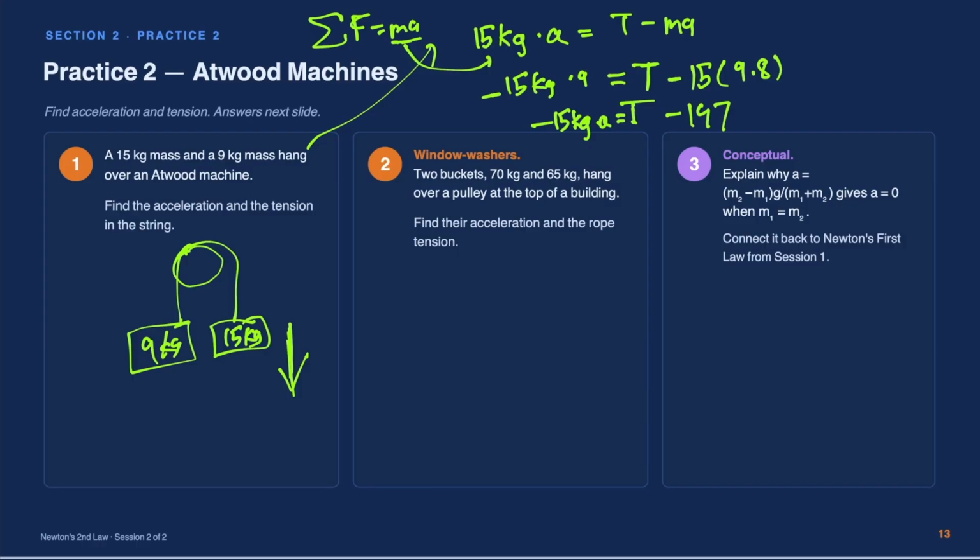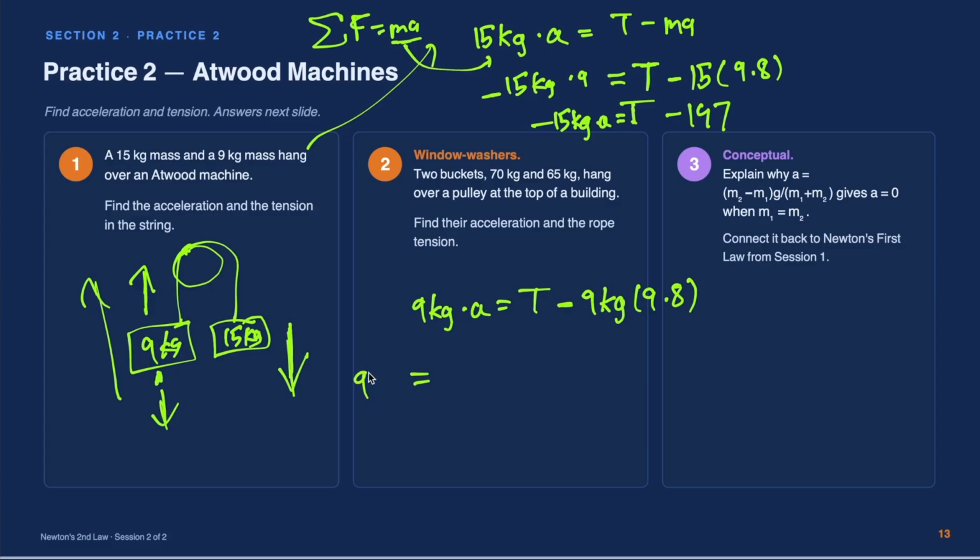And then for the 9 kg block, acceleration would be positive. So 9 kg times acceleration is equal to, same thing, positive tension, because tension is in the positive direction, minus mg in the negative direction. Okay, so this should give me 9 times 9.8. 9 kg times acceleration is equal to tension minus 88.2.